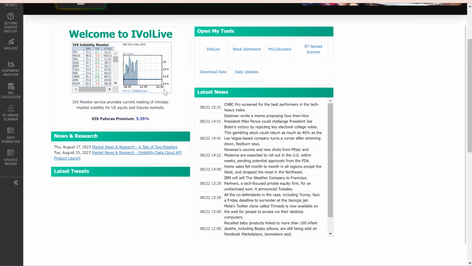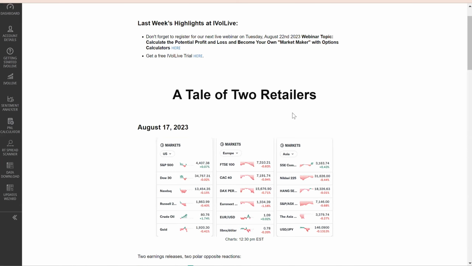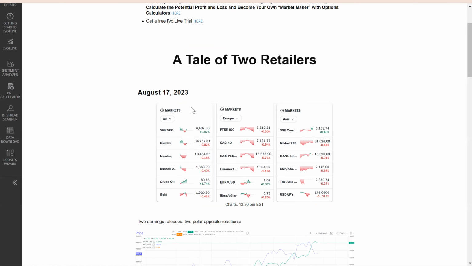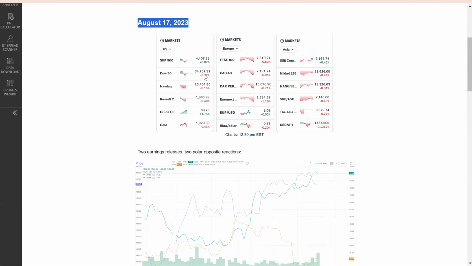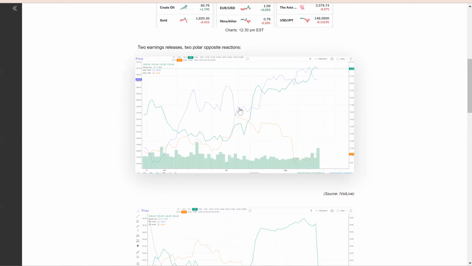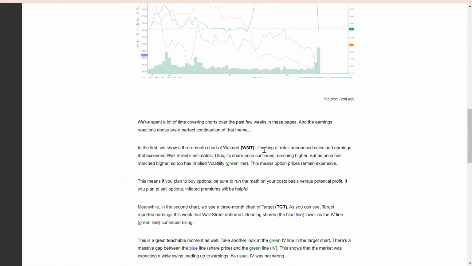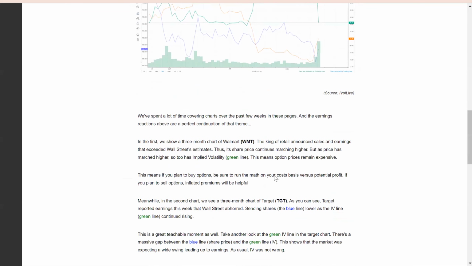And then we have our news and research section. This is interesting because this is what we put out from our editorial team, and we're using IVolLive to find these ideas. In our typical newsletter, these go out on Thursdays. You can see this last one was August 17th. We recap what's going on in the markets and look at different interesting ideas. In this case, we had 2 different retailers announce last week, and we copied in their charts from IVolLive. The first one was Walmart, which we'll look at today. The second one was Target.